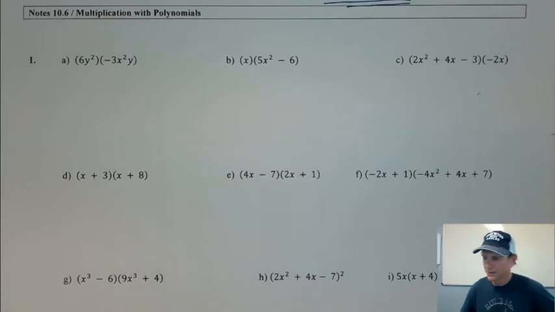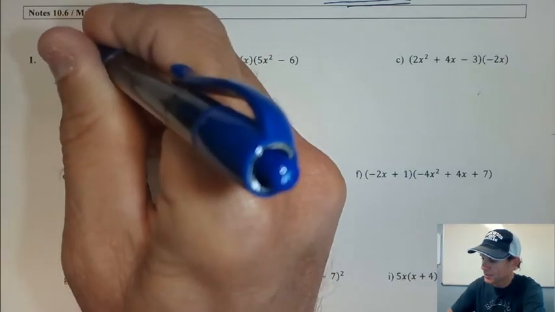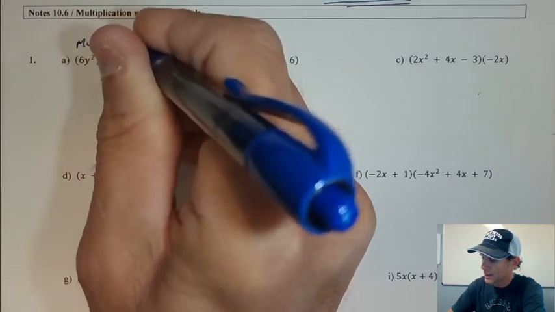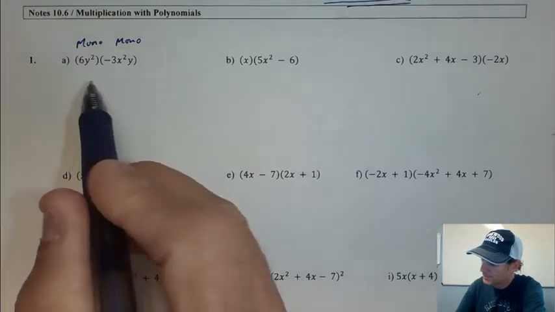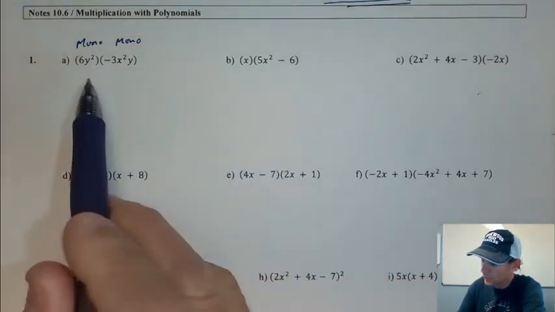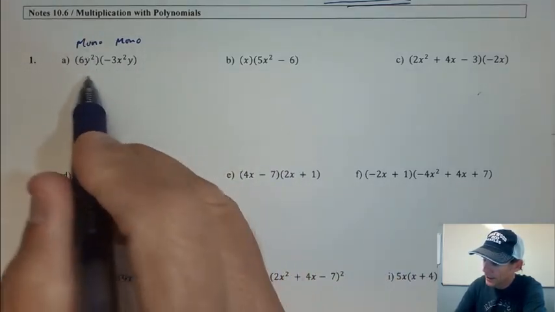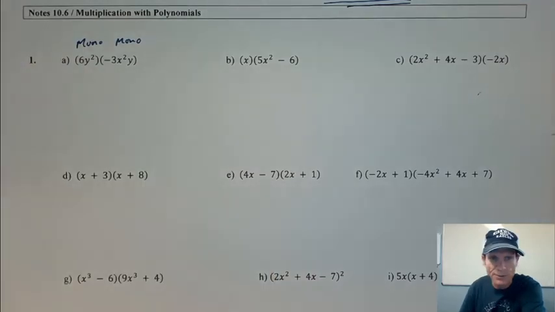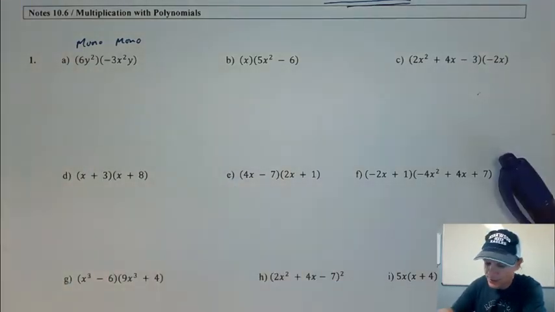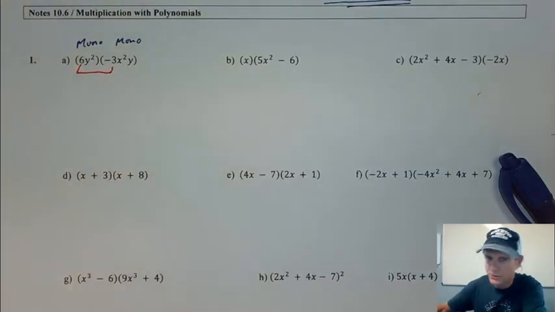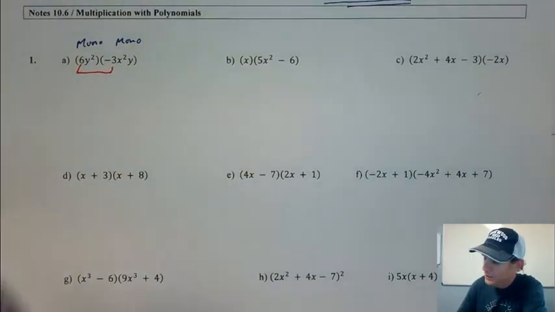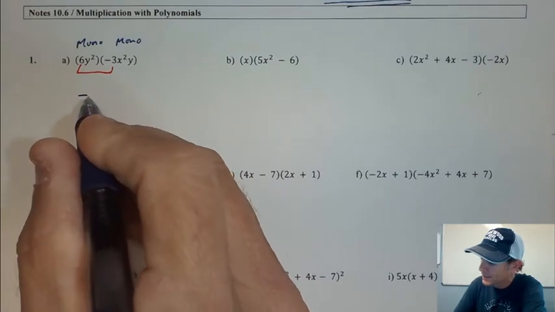Looking at the first one, A here, what you have here is a monomial times a monomial. And you don't have to remember that, but that's kind of just the way I'm looking at it, that, hey, this is just one term times another term. So what I'm going to do here is take the coefficients and multiply those together. I get negative 18.